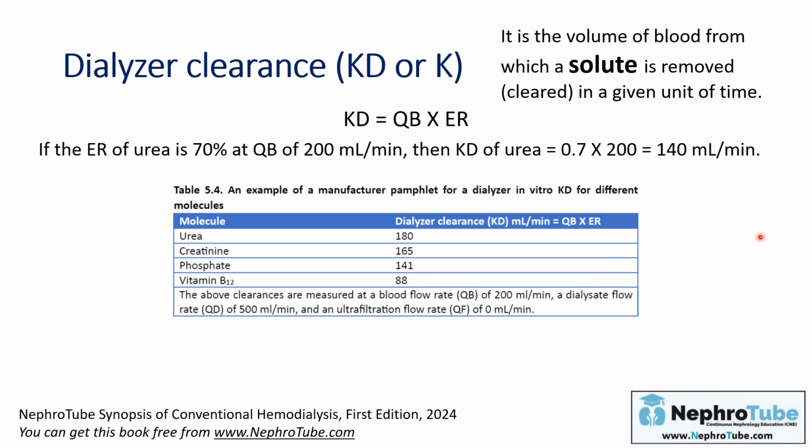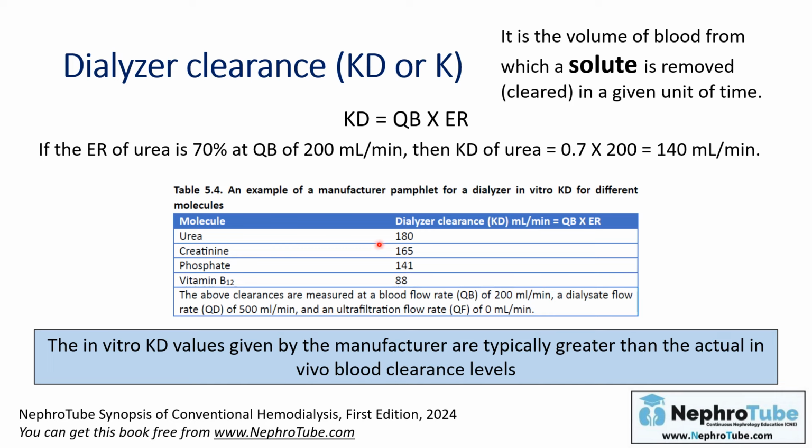But an important point to mention is that these in vitro dialyzer clearances supplied by the manufacturer are typically greater than the actual in vivo blood clearance. So if you put your patient at blood flow rate 200, dialysate flow of 500, and ultrafiltration rate of 0, you will not get these numbers. You will get lower numbers than these in vitro dialyzer clearances supplied by the manufacturer.